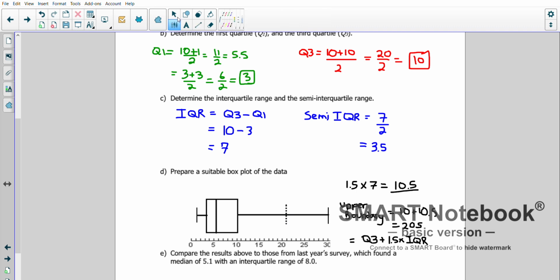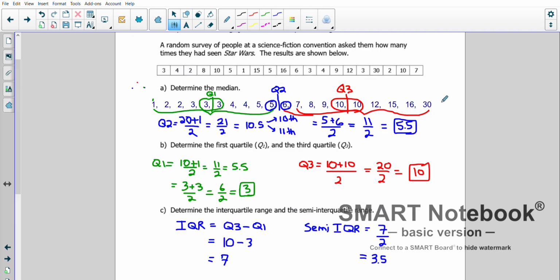So any data point above that is officially an outlier. So again, I'm just kind of doing this for demonstration. Here's the boundary. So is this guy who watched it 30 times an outlier? Yes. Is this person who watched an outlier? No, because he's less than 20.5.